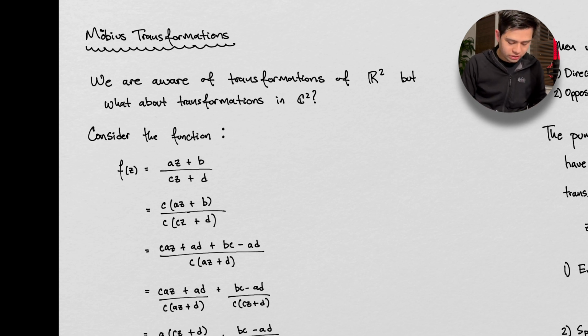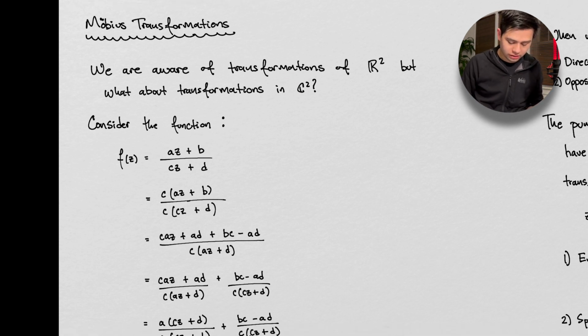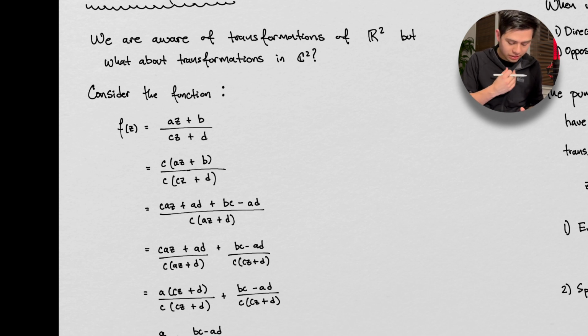So we are aware of transformations in R2, right? We use matrices in R2 to transform things. When it comes to C, the complex plane, however, what we're going to find is that Mobius transformations are the most general transformations that we can think of in the complex plane. And this is going to be really useful later on when we're talking about differential geometry.